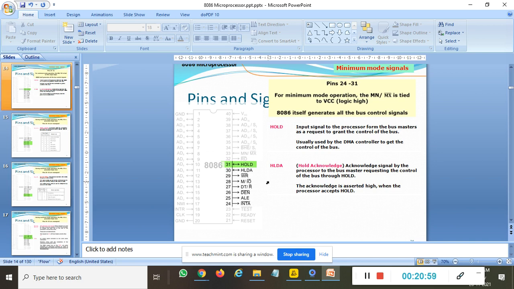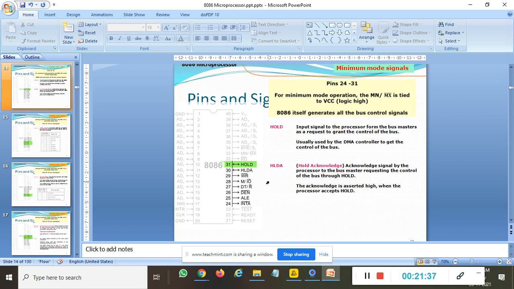Mainly it is the signal to the processor, because it uses the processor bus, so the DMA controller can take the control of the processor buses by sending this signal. Generally this signal is used by the direct memory access controller to get the control of processor buses for its own purpose.